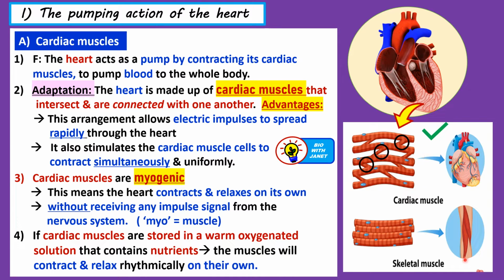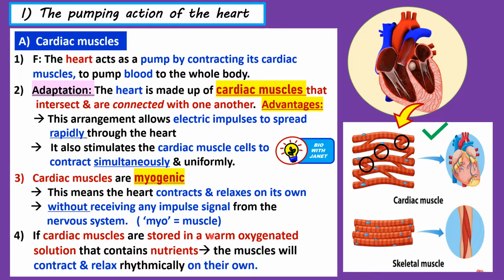So this is unlike the skeletal muscle cells that do not have these connections. All right, that's how we differentiate the cardiac muscle from the skeletal muscle. The cardiac muscle has these connections between each other. Now, the second characteristic of cardiac muscles is that they are myogenic.